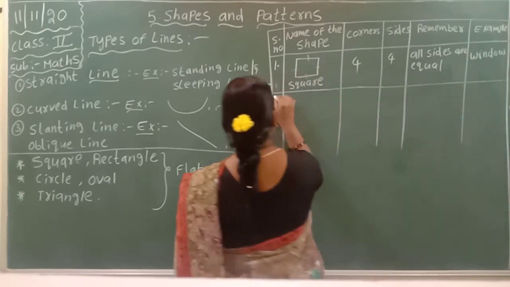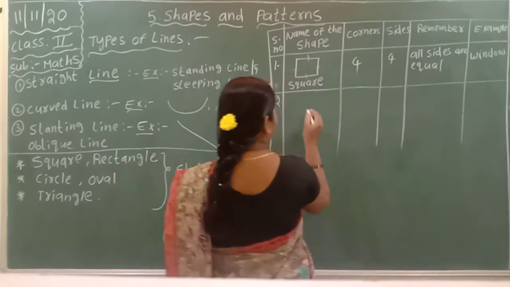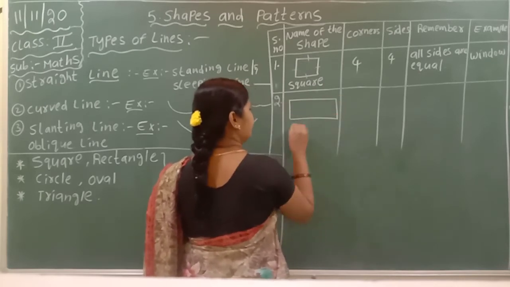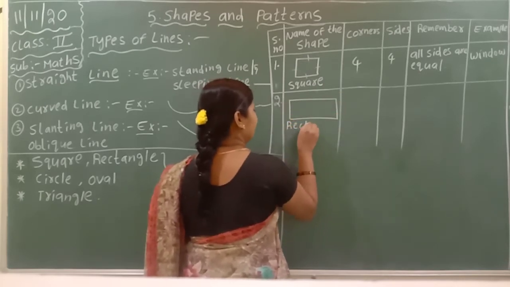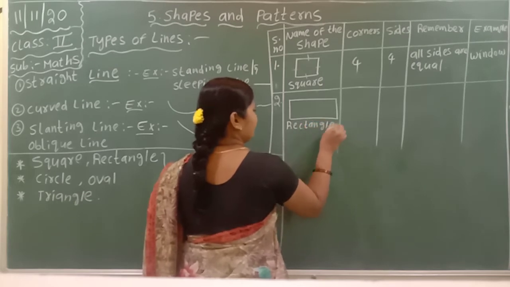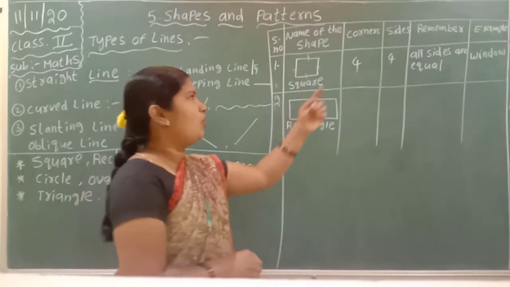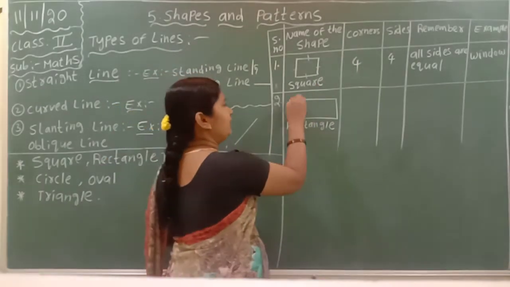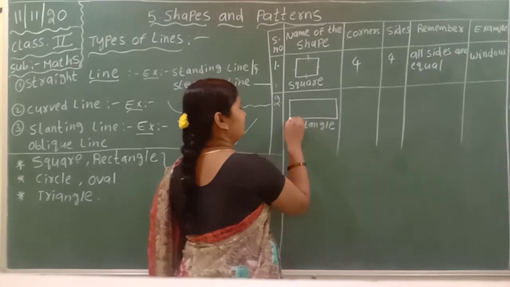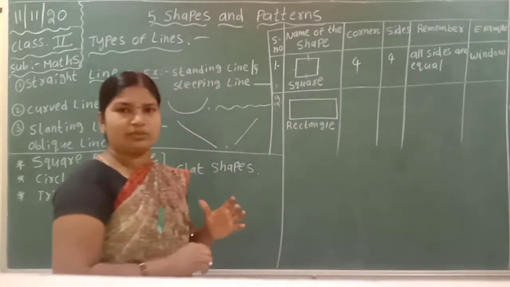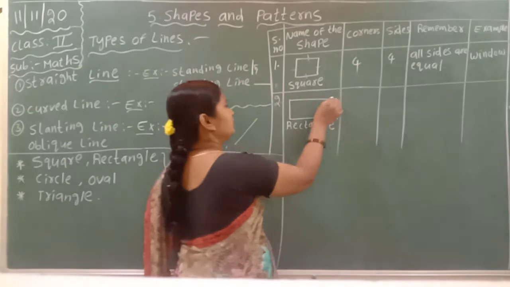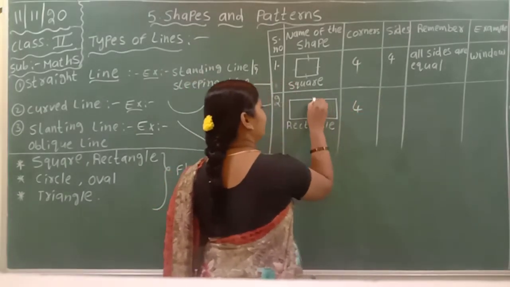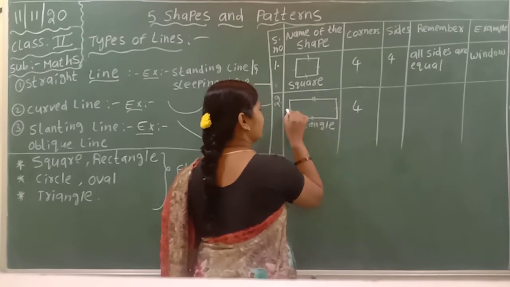Next, second one, that is rectangle. Rectangle means like this. It is known as rectangle. In this rectangle, how many corners do we have? Corner is nothing but the edge of two lines. Where the two lines are touching, that is known as a corner. 1, 2, 3, 4. How many sides are there? These are known as sides.